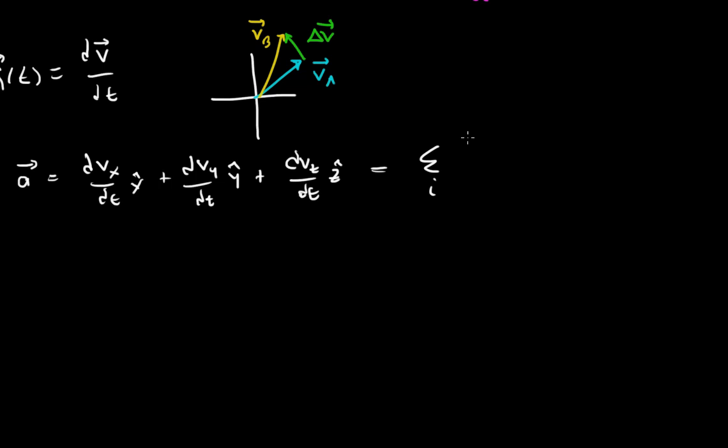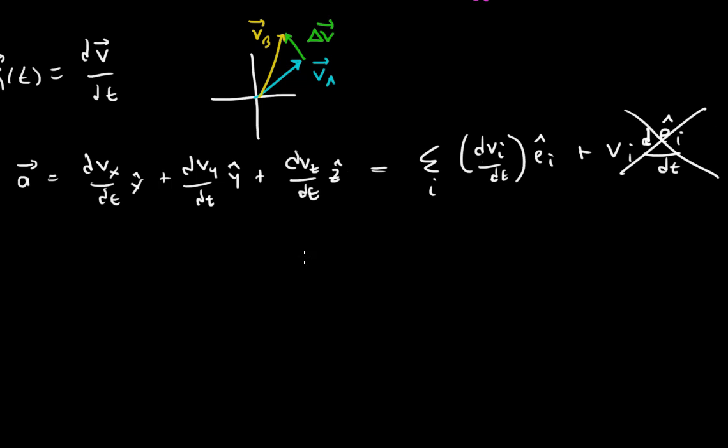or using our summation form like that. In general, we also have another term, vi dei hat dt. We'd have both of these terms, but in Cartesian coordinates that goes away. Only in Cartesian coordinates.